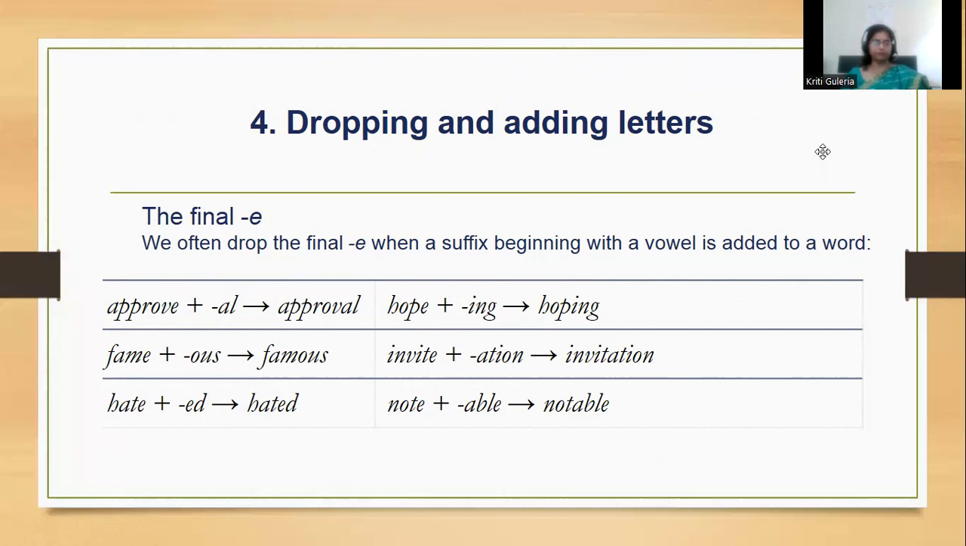Similarly, fame, and we add o-u-s to it. So it will become famous, F-A-M-O-U-S. We have to drop e. Similarly, hate, we add ed as suffix, but we have to remove one e from the word. So it will become hated. Hope plus suffix ing will become hoping. Invite plus ation becomes invitation. Note plus able will become notable. Again, we have dropped e from all these words because the suffix being added starts with a vowel.